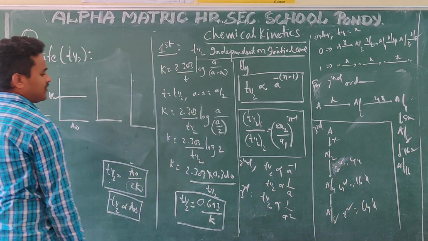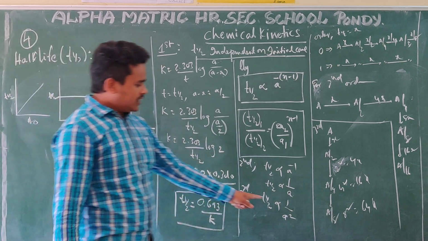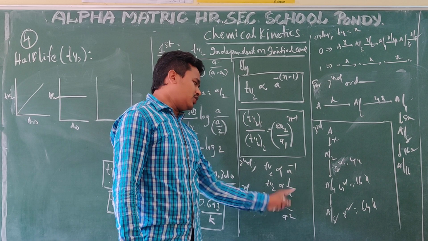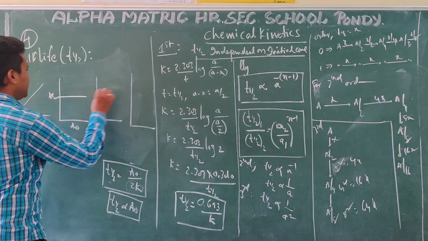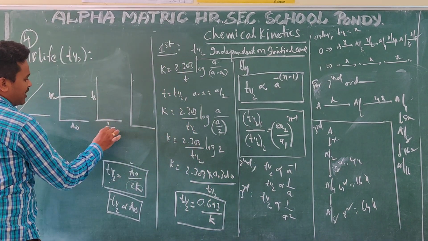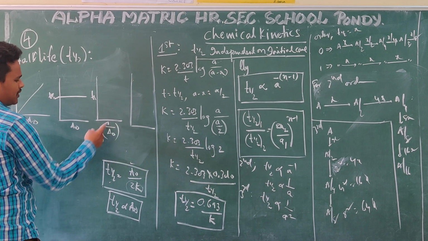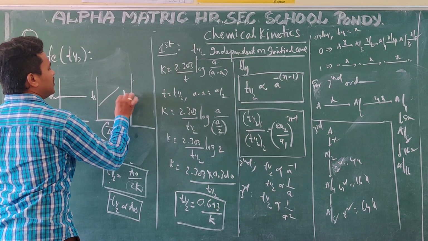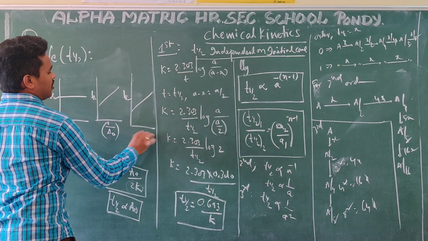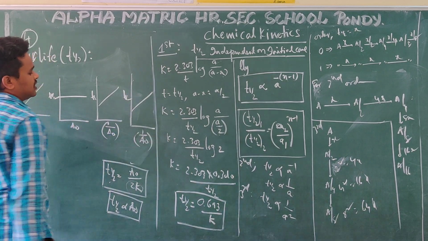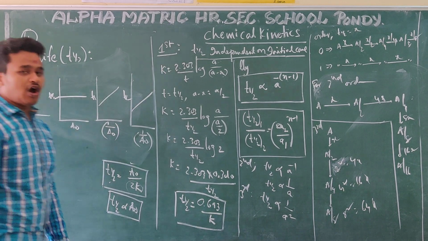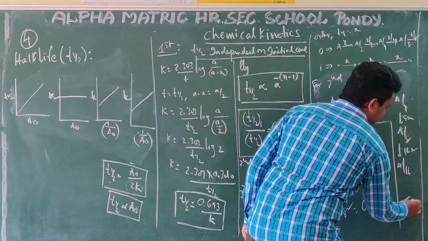After that, it is inversely proportional, but I can say T half is directly proportional to 1 by A. That I am writing here: T half against 1 by A naught, otherwise 1 by A. It is also like this, coming up. It also only increases as the 1 by A naught value increases. These are all the graphical representations for zero, first and second order half lives. This is our explanation of the half life concept.